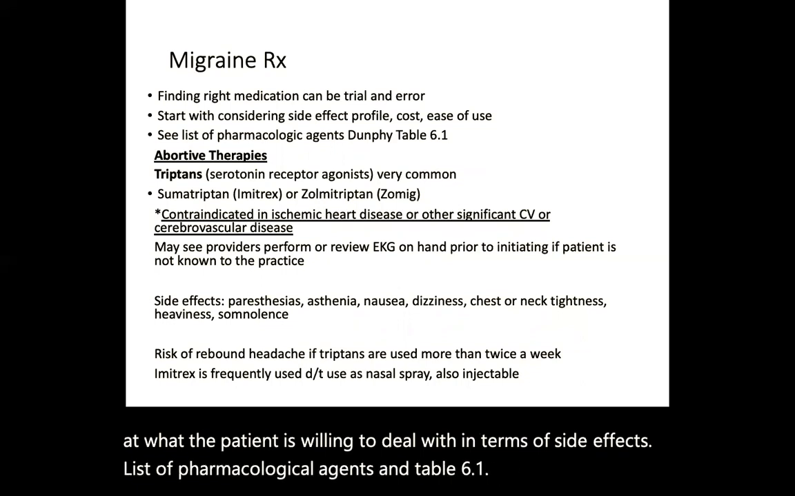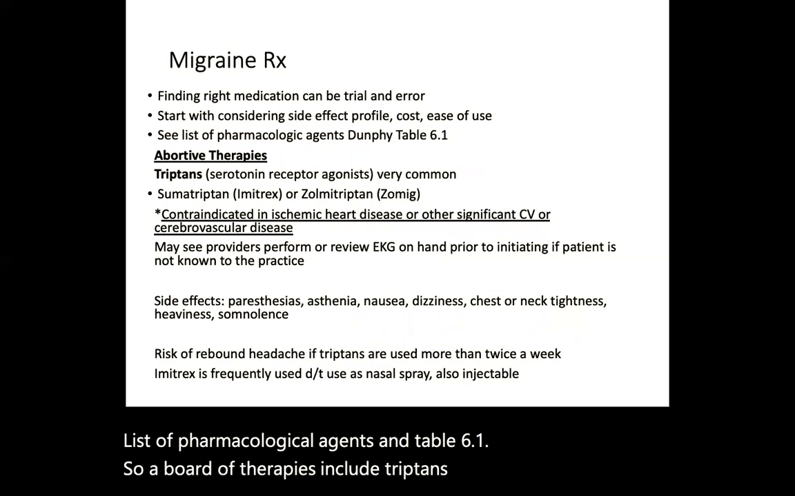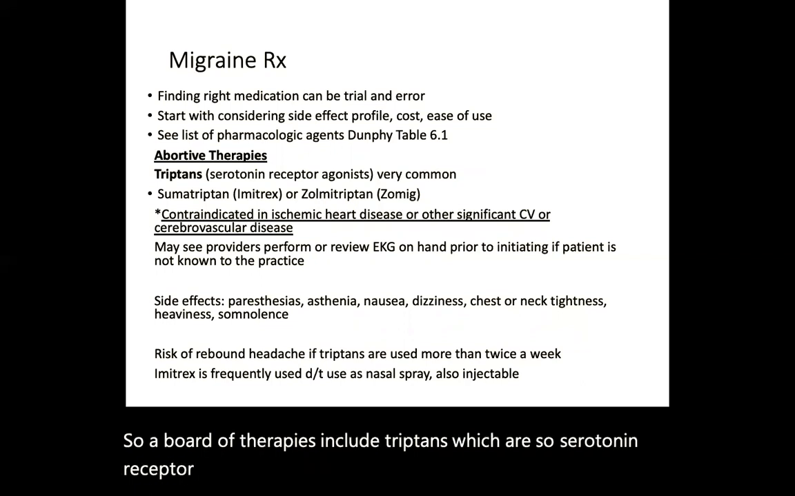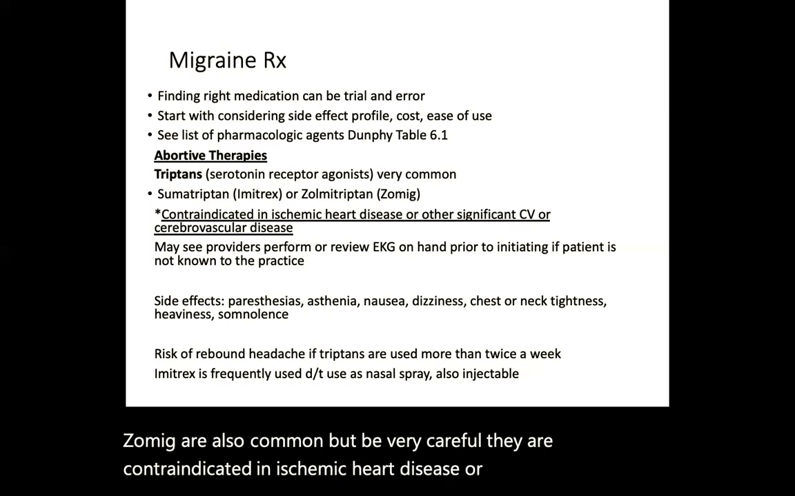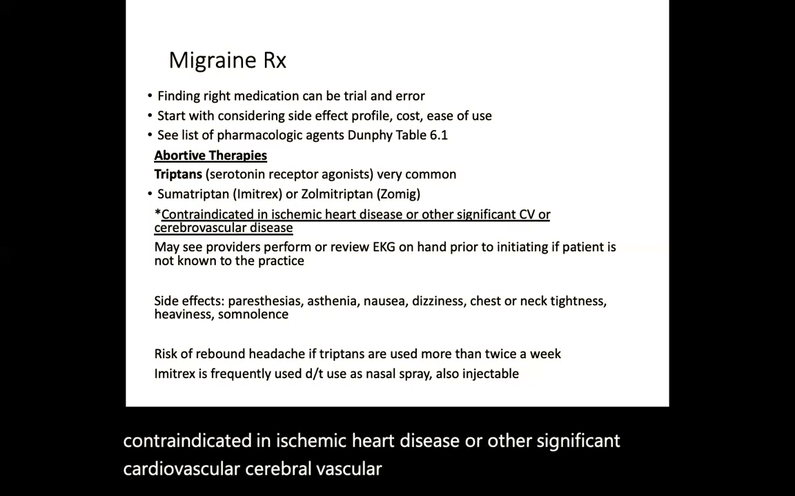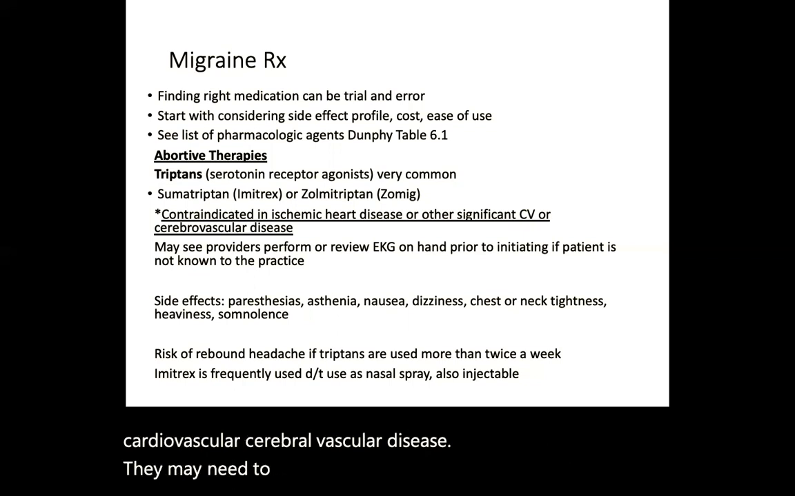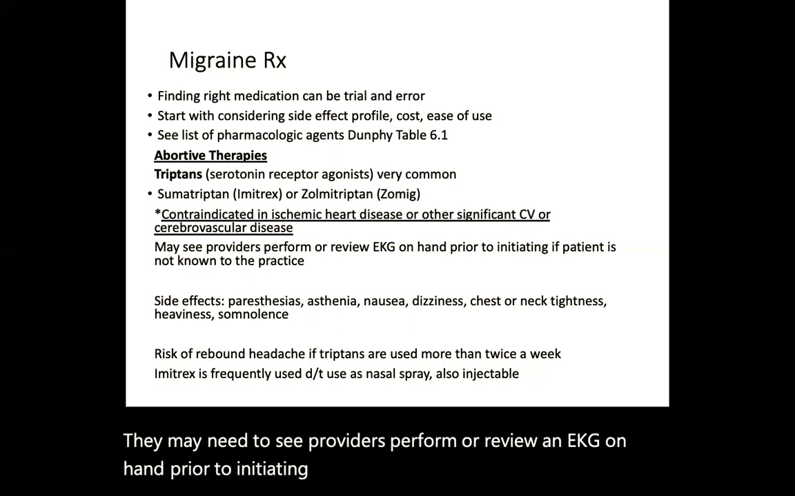So abortive therapies include triptans, which are serotonin receptor agonists, which are very common. Again, Imitrex and Zomig are also common, but be very careful. They are contraindicated in ischemic heart disease or other significant cardiovascular, cerebral vascular disease. Providers may need to perform or review an EKG prior to initiating if the patient is not known to the practice.